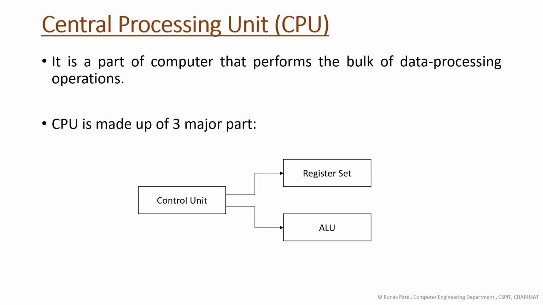This is handled by the control unit. The control unit instructs your register set and ALU which operation needs to be performed. And the data is transferred from register to ALU and then from ALU to the register set. So these are the three major components of your CPU: ALU, register set, and control unit.